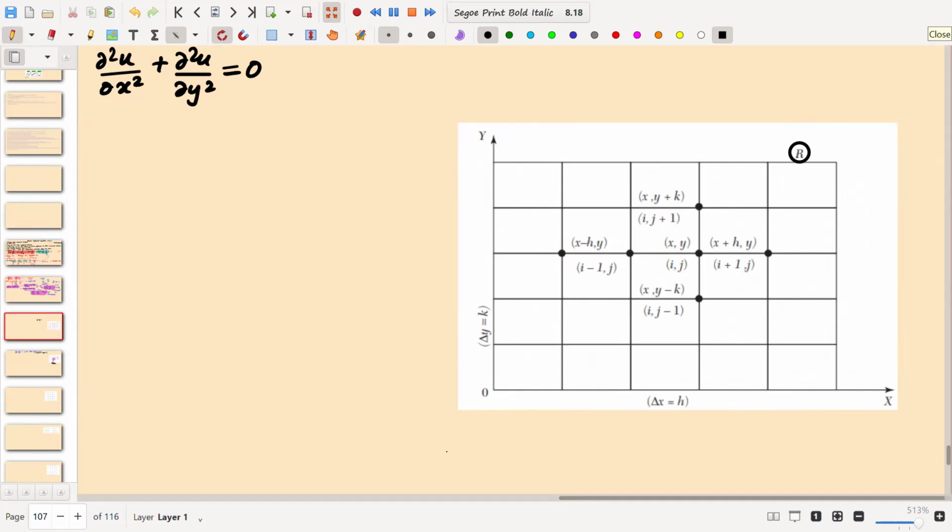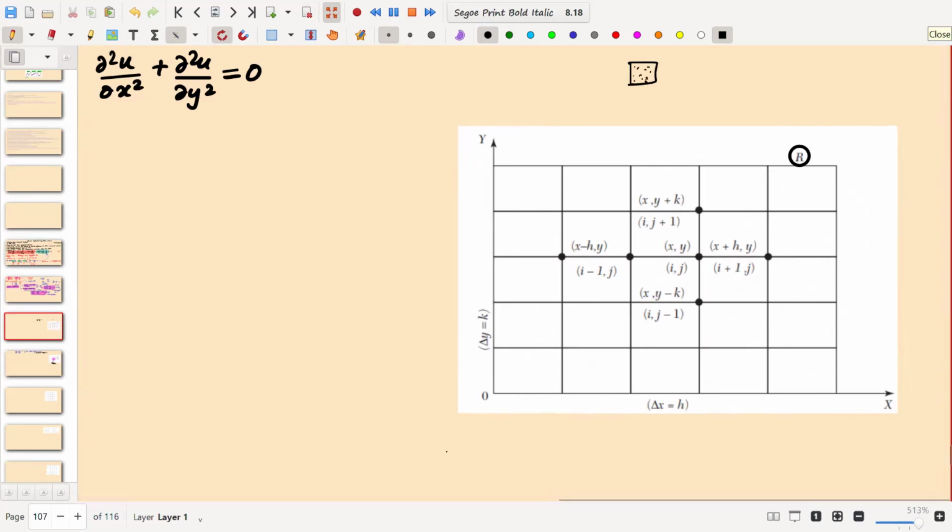Our job is we have created a mesh. We have a region R and we want to find the solution at each point of this region R. What is the best technical way to do that? Chop them. How do you chop them? Chop them vertically, then chop them horizontally. Then you will get the intersection points. At those points, if you can find the solution, you got it.